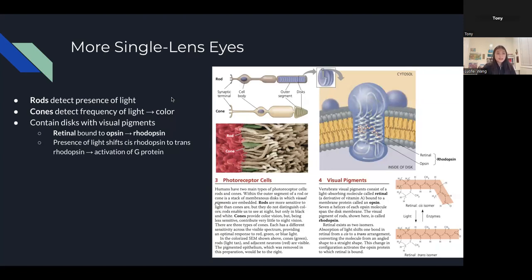More about single lens eyes. The rods will detect presence of light, cones will detect the frequency of light and color. And they contain discs with visual pigments. These pigments are retinol and opsin, which are bound together, and that's called rhodopsin together. And the presence of light will shift the cis-rhodopsin to a trans-rhodopsin. So the cis isomer is bent, the trans is straight, and that will activate a G protein, and that will allow for light to relay. And also, retinol is a derivative of vitamin A, so getting vitamin A is good for your eyes. Eat some carrots or something.